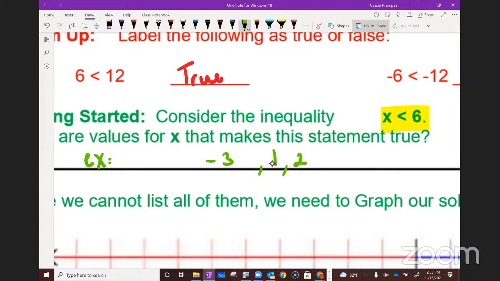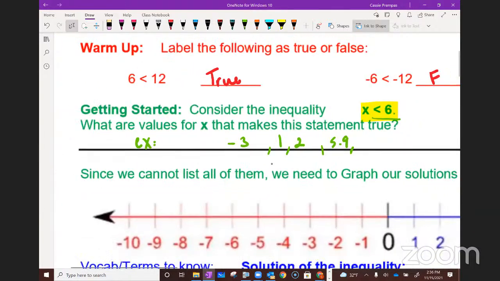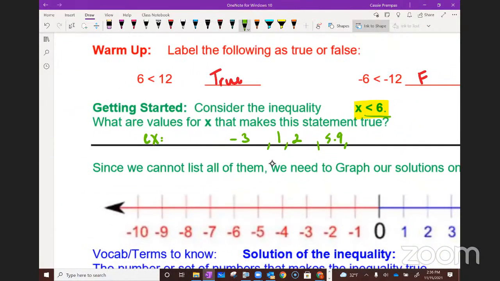Can someone give me a decimal? 5.9, that would work. How about 5.999999999 if I stood here forever and just kept saying nines? That would work, right? How long would it take us to actually list everything that makes this statement true? Far too long. We'd be here forever. So for that reason, when we're working with inequalities, we often show a picture of what the answers look like. And how do we show that picture? Using a number line. And that's really due to the fact that we can't list these numbers. They go on forever and ever.